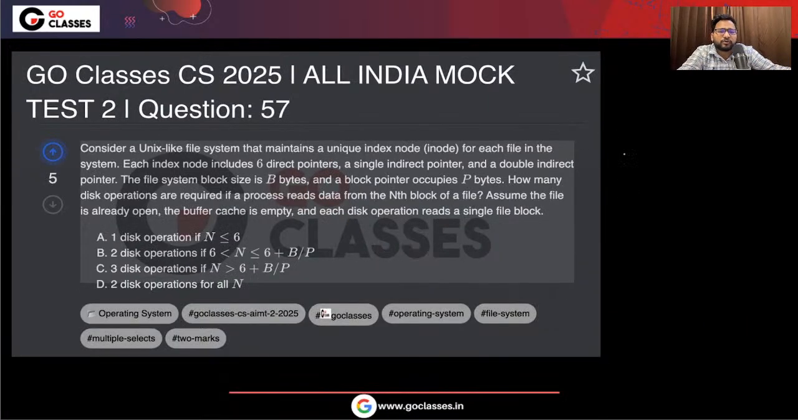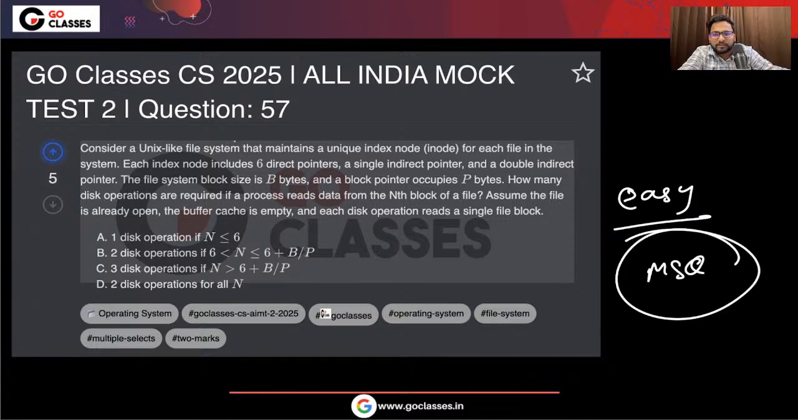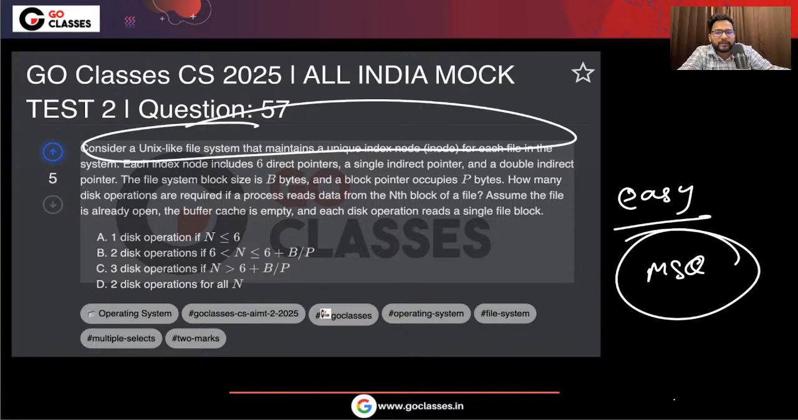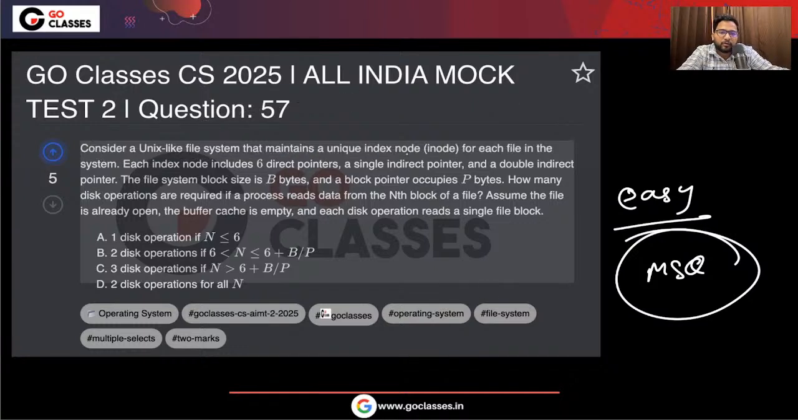Yeah, this was an easy question. This was an MSQ question, by the way. Now, what they're saying in this question: consider a Unix-like system which maintains the Unix inode. Each inode has 6 direct pointers. Okay, so they are saying that each inode has 6 direct pointers, right?